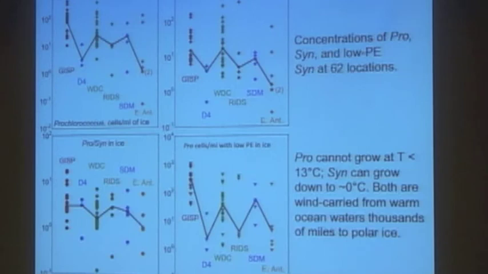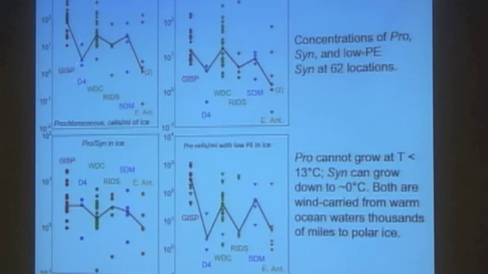And this just summarizes everything. This is only 62 little experiments. The Greenland is the red dots, and what we're plotting here is just Prochlorococcus cells per milliliter. So the very most we ever see is something like 600. And when you realize that their bodies are so small, that really makes it challenging to do genomics.